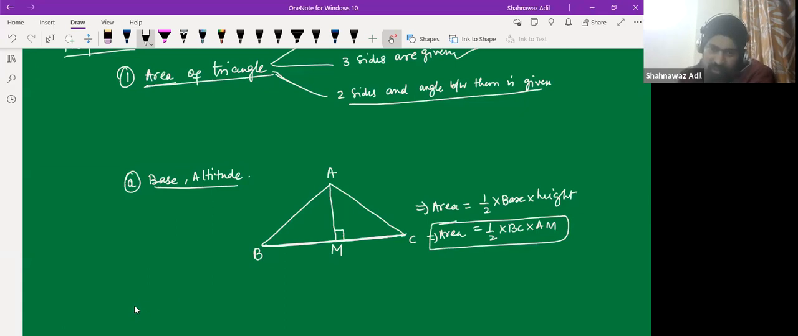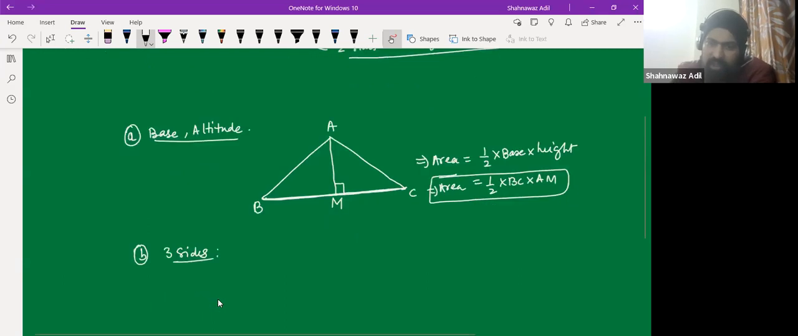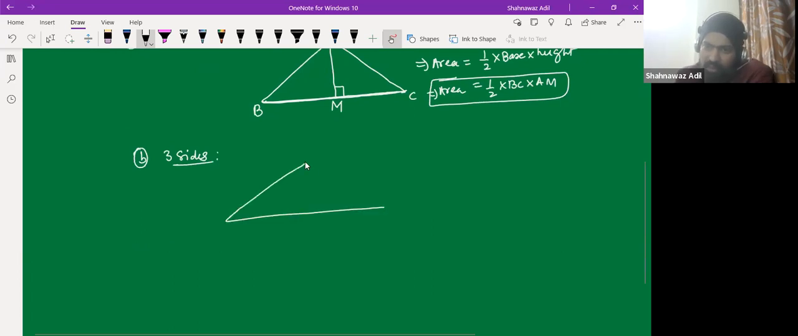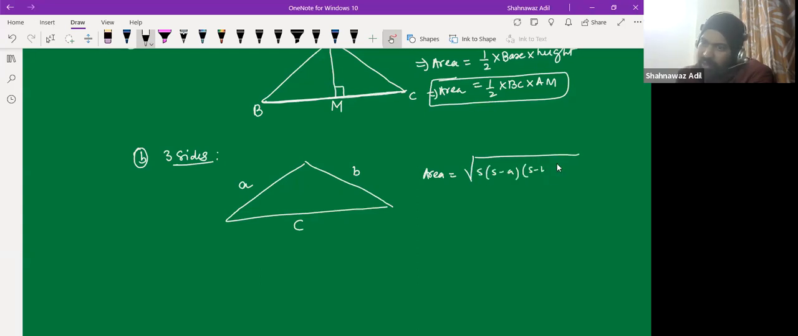This is one method that we are already familiar with, right? The other one is when three sides are given. Let's say this is a, this is b, and this is c. Then the area would be the square root of s into s minus a, s minus b, s minus c, where s is a plus b plus c by 2. This would be the second scenario.